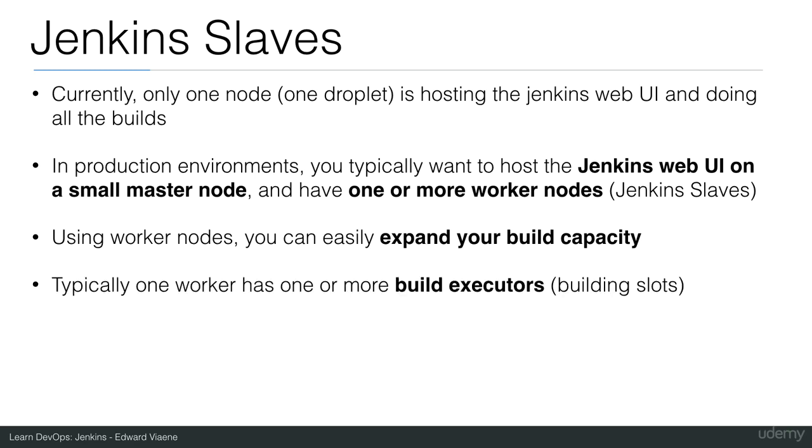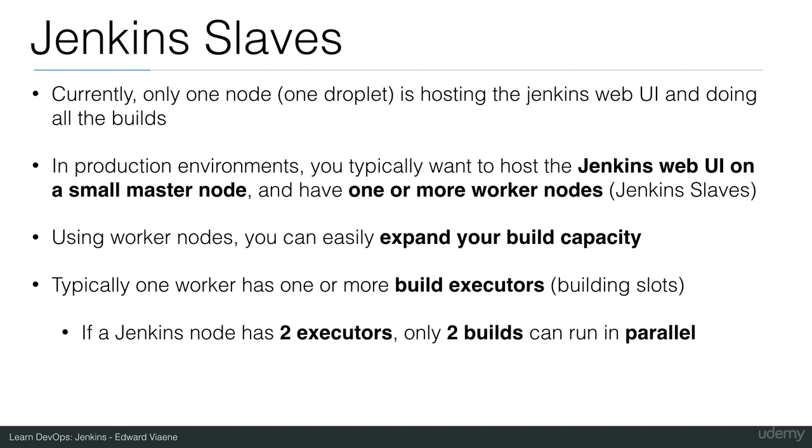Typically, one worker has one or more build executors, like building slots. If a Jenkins node has 2 executors, only 2 builds can run in parallel. Other builds will get queued up.